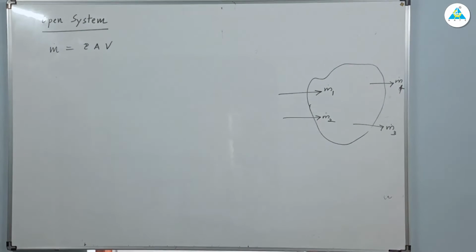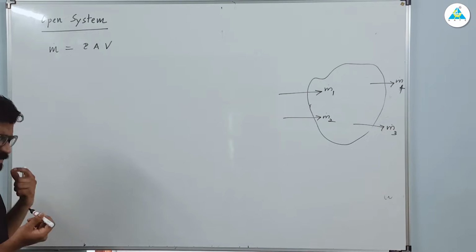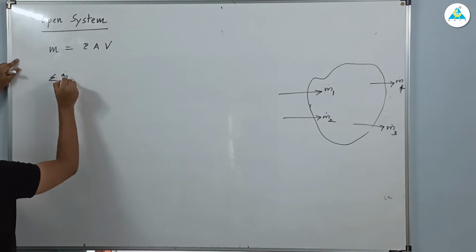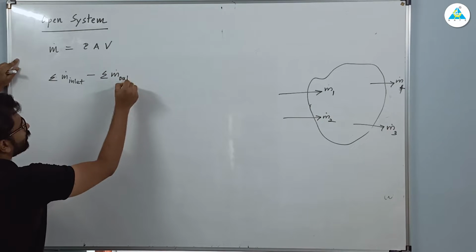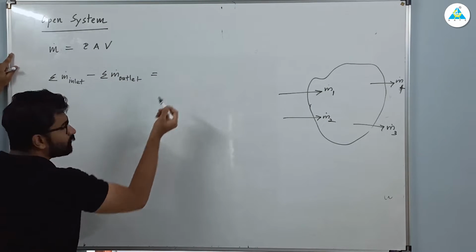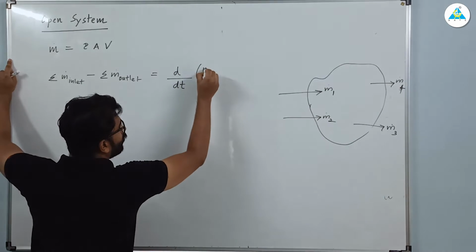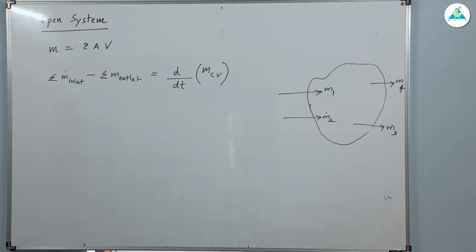So you already know what the mass balance equation is, right? We have discussed this equation in a lot of questions, a lot of subjects also. Inlet minus outlet is equal to accumulation. The same equation we are going to have: sum of mass inlet minus sum of mass outlet is equal to accumulation. How can I denote accumulation? d by dt of mass of the control volume. Clear? So whatever inlet minus outlet is equal to your accumulation.